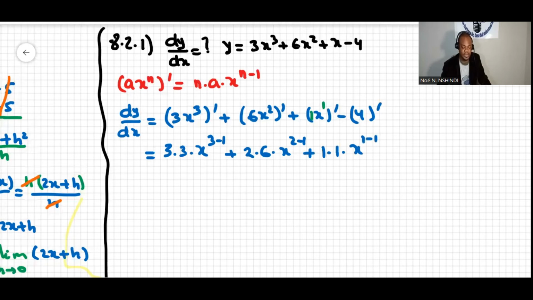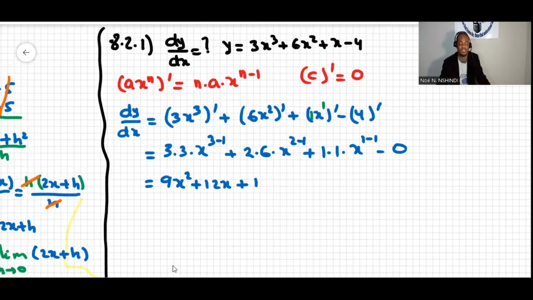And then the derivative of any constant is just equal to 0. So over here, minus 0. And then this will be 9x squared plus 12x. 1 times 1 times 1 makes just 1, so that makes plus 1. That's the derivative of the given function.